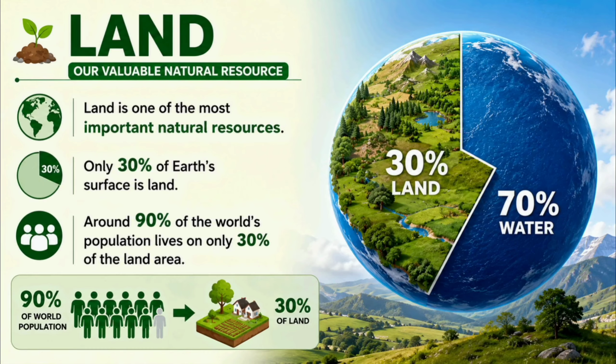Only 30% of the Earth's surface is land. Around 90% of the world's population lives on only 30% of the land area. Our earth consists of 30% land and 70% water.